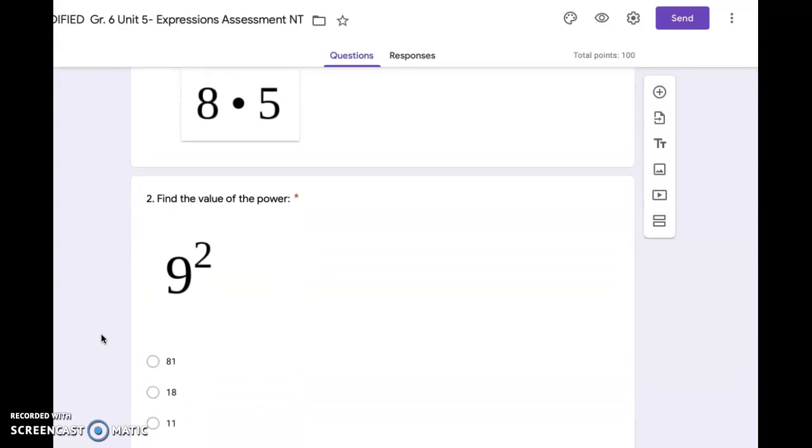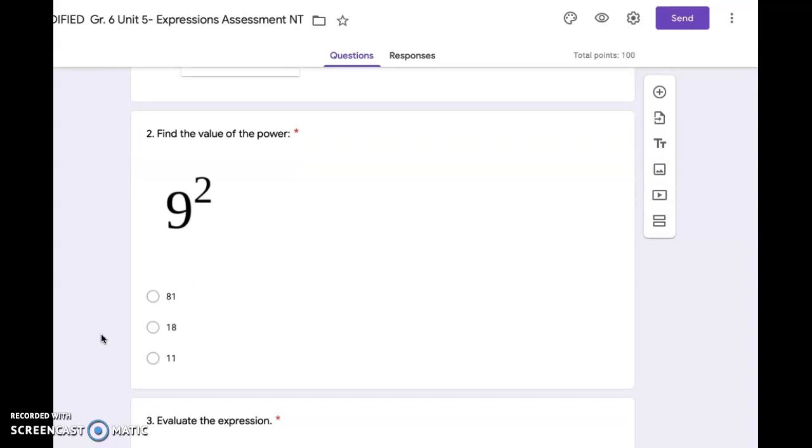Number 2. Find the value of the power 9 to the 2nd power, 81, 18, or 11.